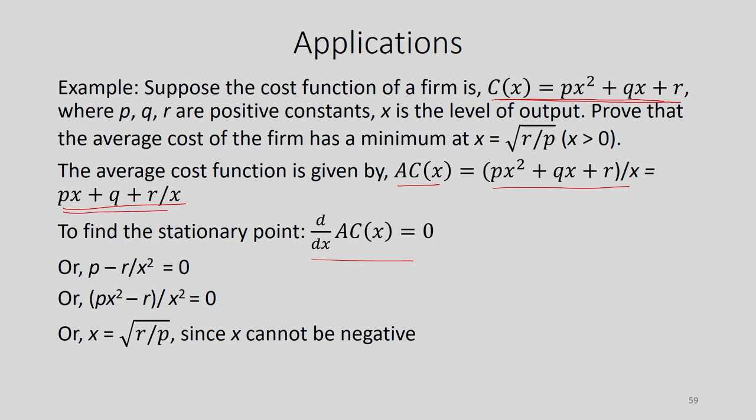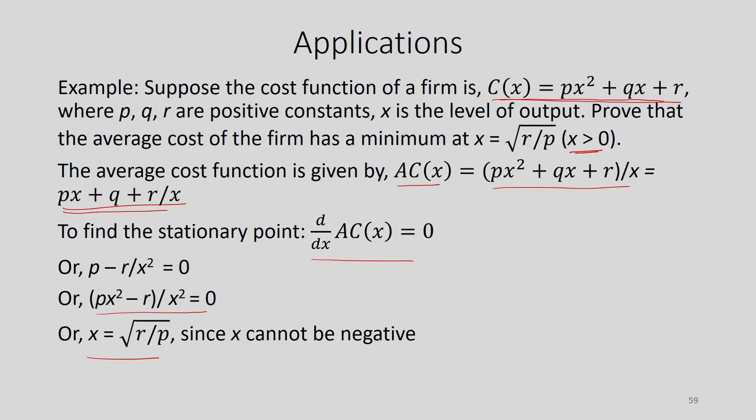And if you take the derivative of this, it becomes p minus r divided by x square, and this left hand side becomes p x square minus r whole thing divided by x square, that should be equal to 0. So, the numerator should be equal to 0. And if you simplify this, it becomes x equal to root over r divided by p. There is a negative root also, but we are ignoring this because x is assumed to be positive.